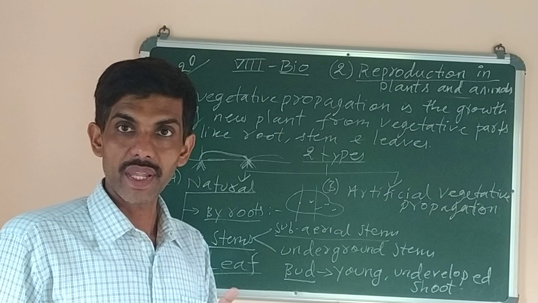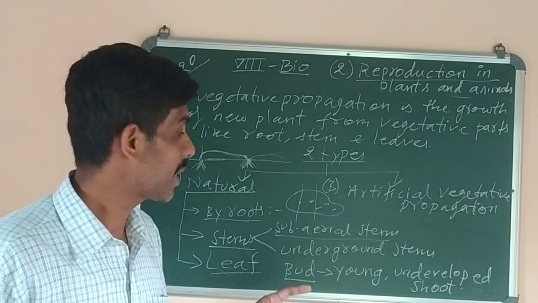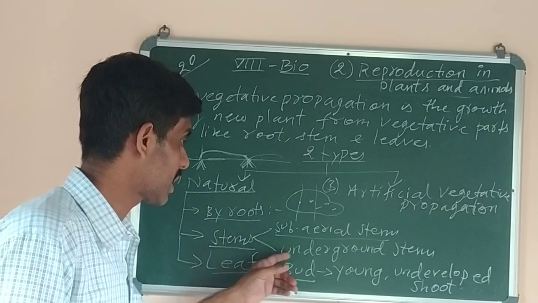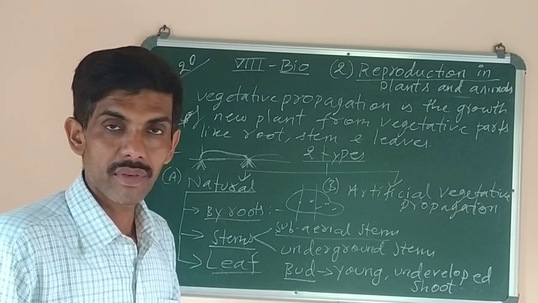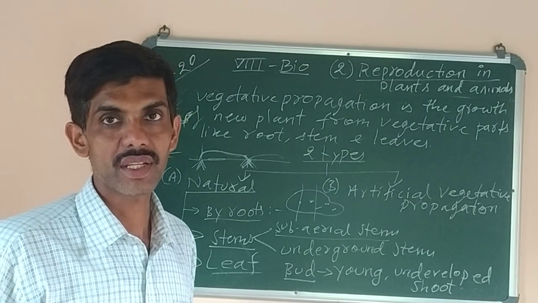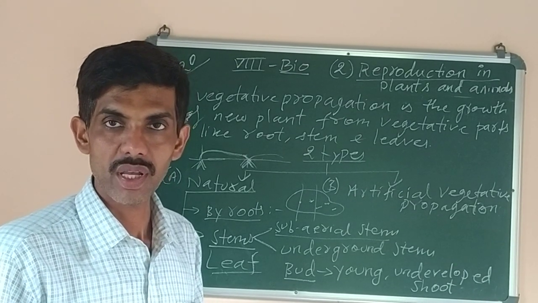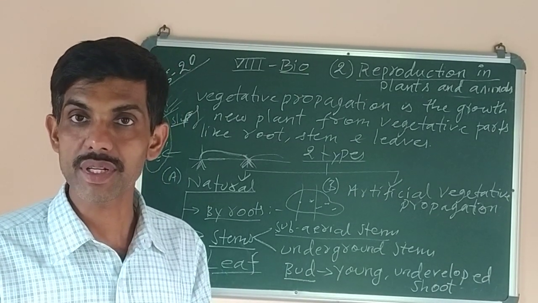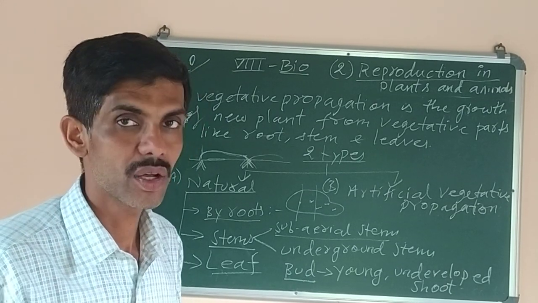Okay, so next one is rhizome. As an example of rhizome you can give ginger. In the case of rhizome or ginger, it is a swollen stem. It has got nodes and internodes. Nodes and internodes are the characteristics of stems. They are not found in roots.